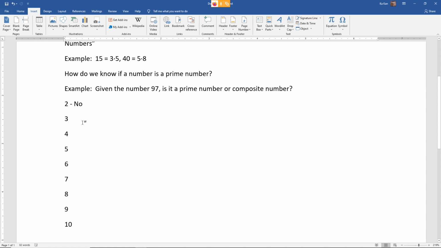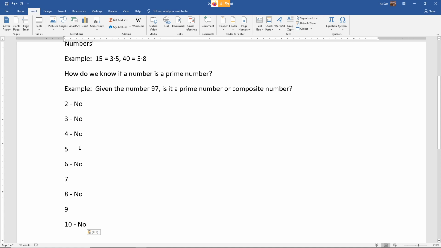Can 3 go into 97? So remember, the rule is 9 plus 7. 9 plus 7 is 16. Can 3 go into 16? No. So that's the trick, right? You don't have to use that trick. You can use a calculator. If 2 doesn't go in, 4 doesn't go in. 6 doesn't go in. 8 doesn't go in. 10 doesn't go in. Right? If 2 doesn't go in, all the bigger even numbers are not going to have an opportunity to go into 97.